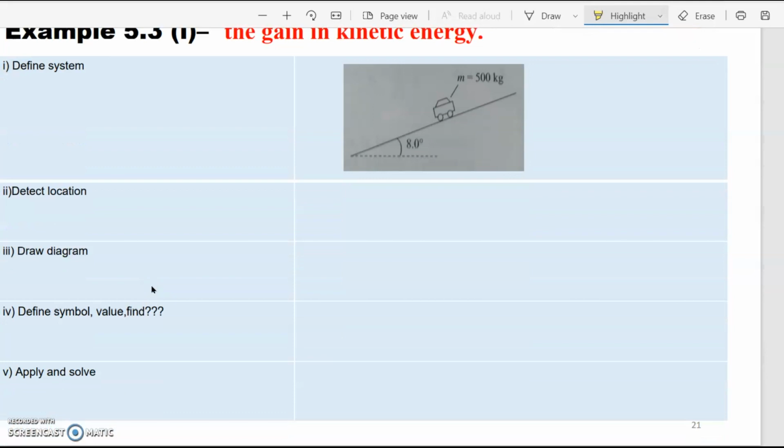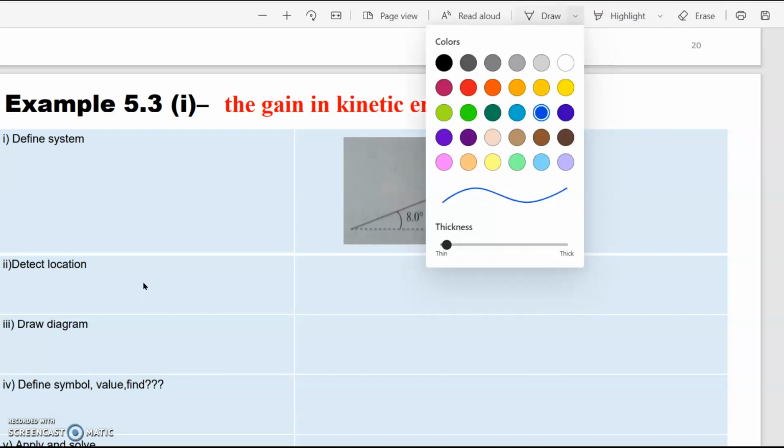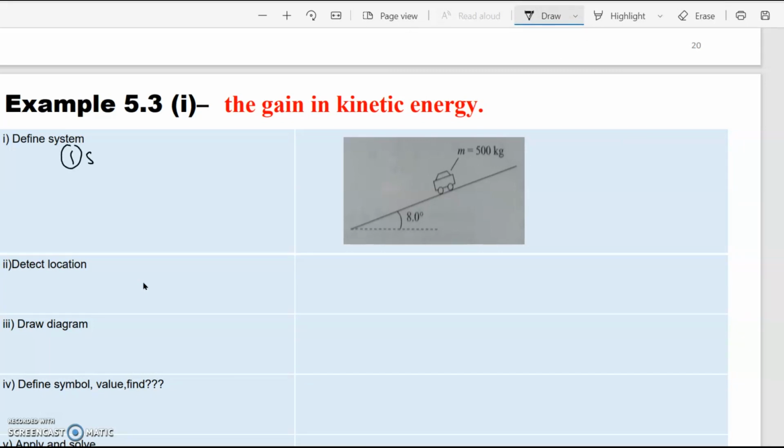The first one is the gain in kinetic energy. So we are going to refer to the system. First, the system is a car. And then we have to detect the location. The location is going up the inclined plane with the angle of 8 degrees. The information given is m is equal to 500 kg, and v is equal to 30 meter per second, while u is equal to 0 meter per second because it is from rest.